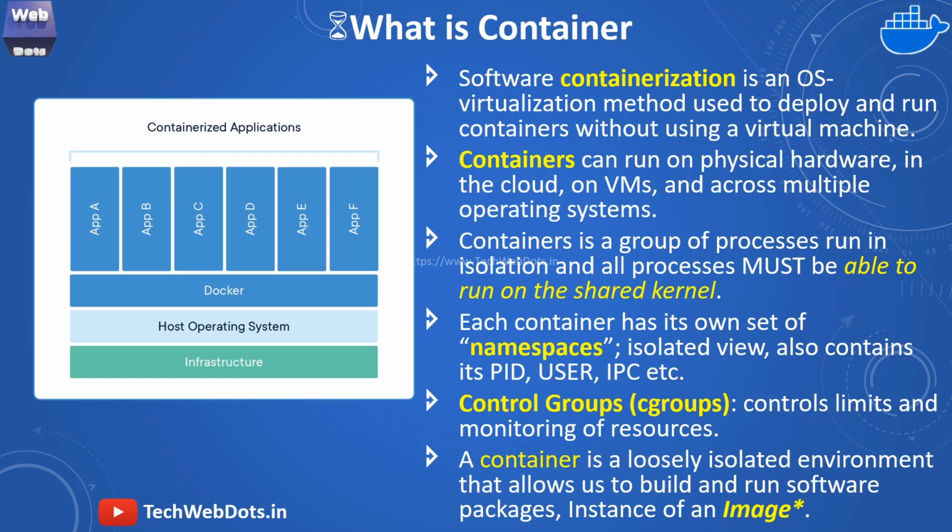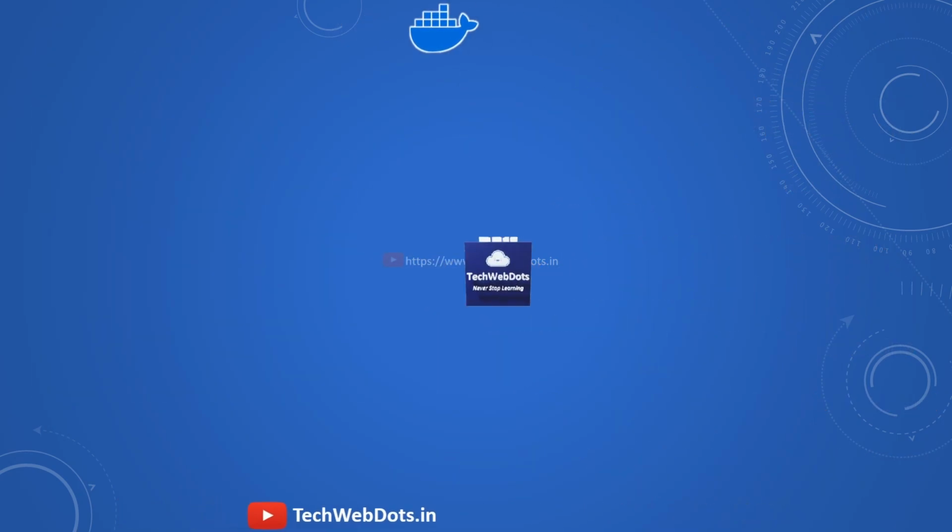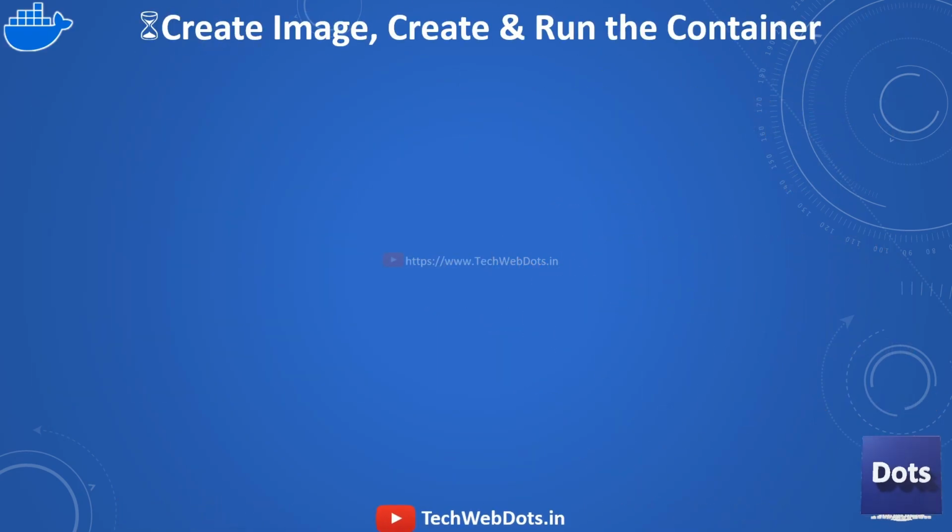A container, in other words, is a loosely isolated environment that allows us to build and run software packages, and which is actually an instance of an image, right? So far you understand that the container is where we run our application, but now the term here is image. Now you must be thinking what an image is. An image is our blueprint, and a container follows the blueprint and gets created. Let's understand how to create images and how to create and run containers.